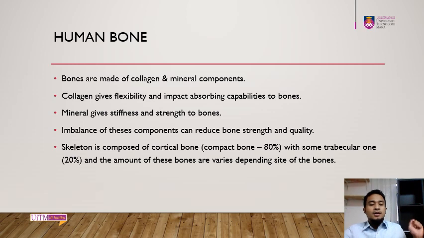The skeleton is composed of cortical bone, which is what we call compact bone, making up about 80%, with some trabecular bone, which is the remaining 20%. The amount of these bones varies depending on the size of the bones. Again, the percentage and the area of hardness vary depending on our daily activities, and even the type of job.